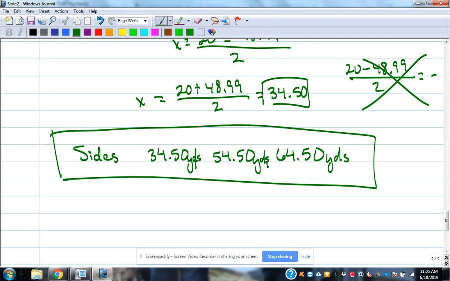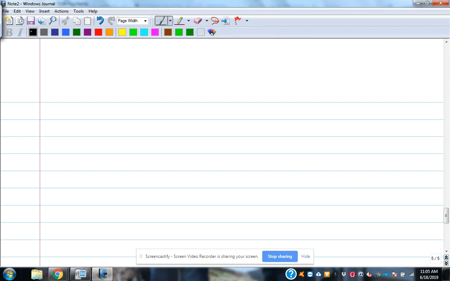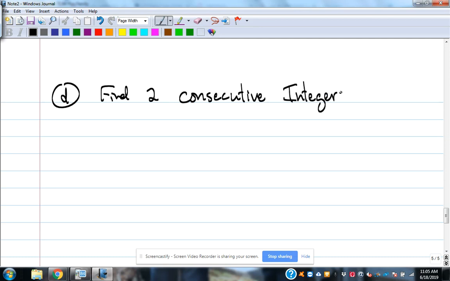Okay. All right. The next type of problem is not a geometry. It's dealing with numbers. Okay. And when we're dealing with numbers, one of the things that they'll throw in here is what's called consecutive integers. Okay. So they'll give us a problem. Let's say find 2 consecutive integers whose product is 110, maybe something like that.